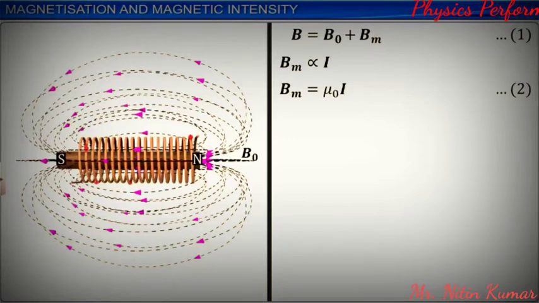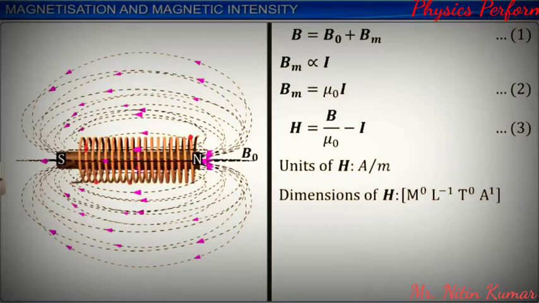The units and dimensions of magnetic intensity are the same as that of intensity of magnetization. That is, the SI unit of H is ampere per meter, and its dimensional formula is M0 L-1 T0 A1.